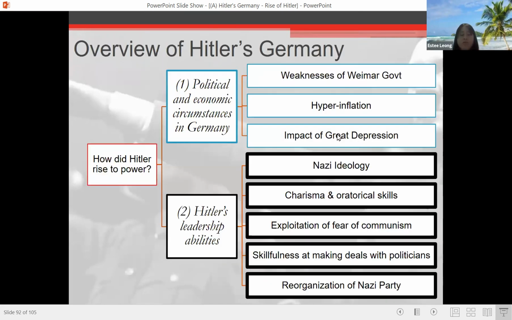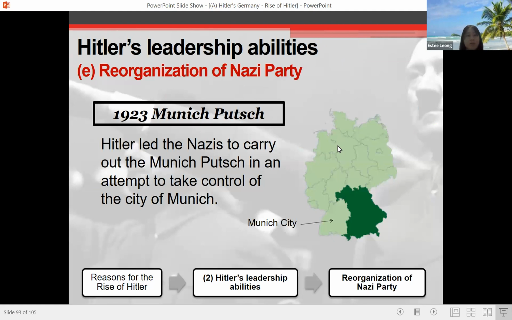All right, which is reorganization of the Nazi Party. Remember the various coups, the various putschs that happened during the rule of the Weimar Republic. There's the Spartacist Rebellion. There's also the Kapp Putsch. So the 1923 Munich Putsch is one that Hitler carried out. Hitler led the Nazis to carry out, he tried, an attempt to take control of the city of Munich.